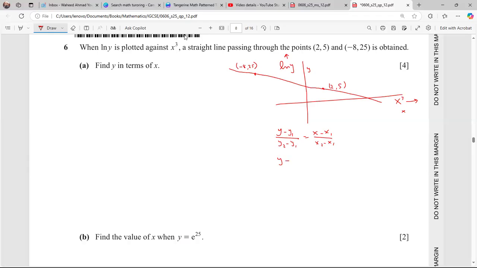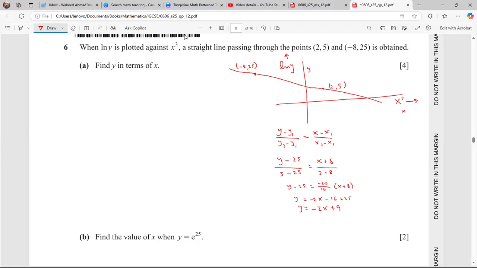So y minus y1, let's say 25, over y2 minus y1 equals x minus x1, that is x plus 8, over x2 minus x1. So this is y minus 25 equals 5 minus 25, which is minus 20, over 10, times x plus 8. So this is going to be y equals minus 2 into x plus minus 16, plus 25. So this is going to be minus 2x plus 9.